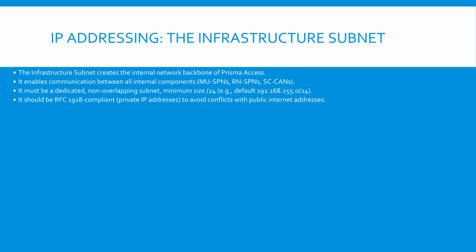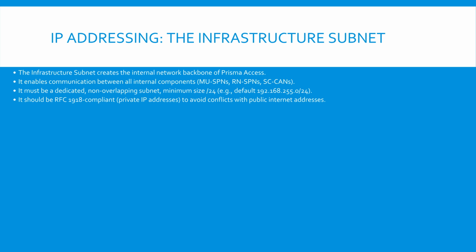Due to the large scale of the service infrastructure, you must allocate a minimum of a /24 subnetwork. For example, the default 192.168.255.0/24. It is a strict requirement that this subnet uses RFC 1918 private IP addresses, and, crucially, that it does not overlap with any existing IP ranges in your corporate network or the mobile user IP pools. Overlap will cause significant routing failures. This subnet is managed entirely by Prisma Access, but you define the range during initial setup.